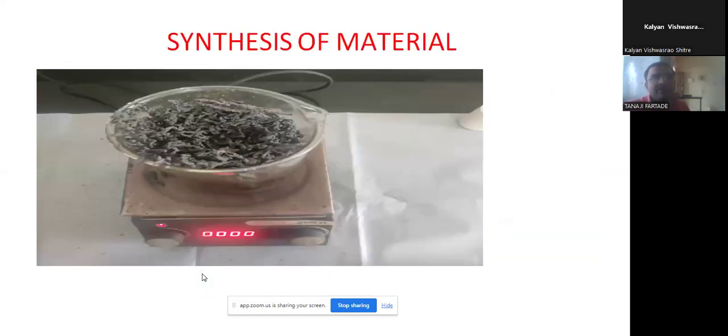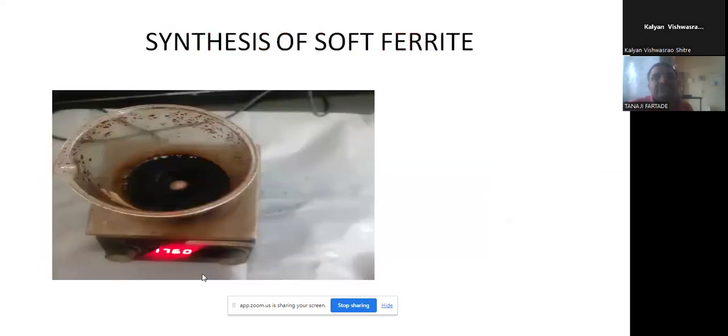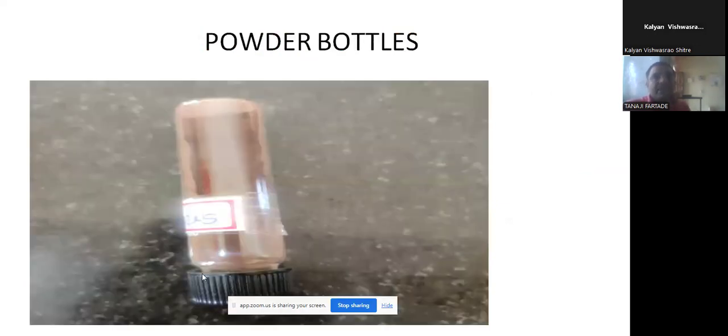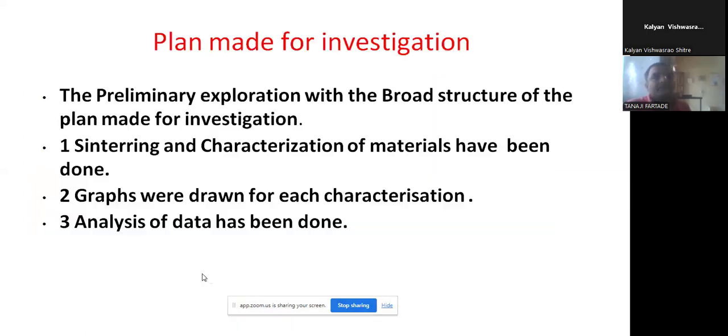Now I have done the synthesis using this method, that is called the solid auto-combustion method. This is the synthesis of material. This is the synthesis of soft ferrite which I have done in the lab. Okay, this is the synthesis of hard ferrite. These are the powder bottles which I have used to store the powder. Now, what plan have I made for investigation?